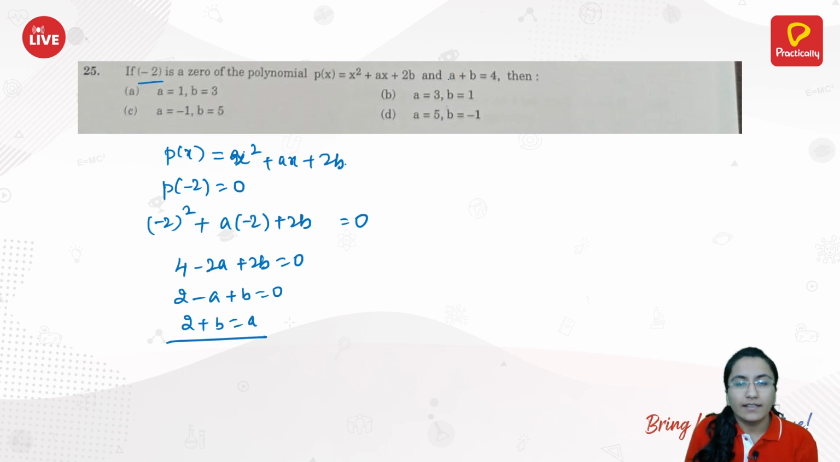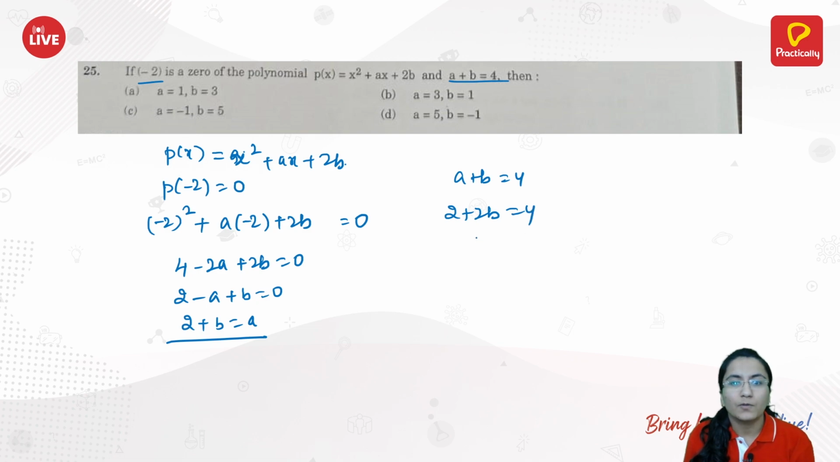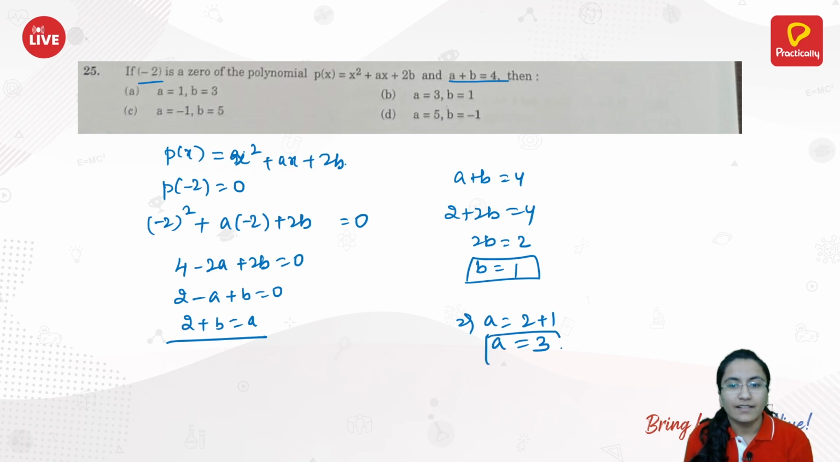Put this a into the second given equation. You have a plus b equals to 4. Put a as 2 plus b. So 2 plus 2b is equal to 4. 2b is equal to 2. b is equal to 1. Right, as you have b equals to 1, so that means a is equal to 2 plus 1, that is 3. Right, so you have a as 3 and b as 1. Match the options, you would get B option as the correct answer.